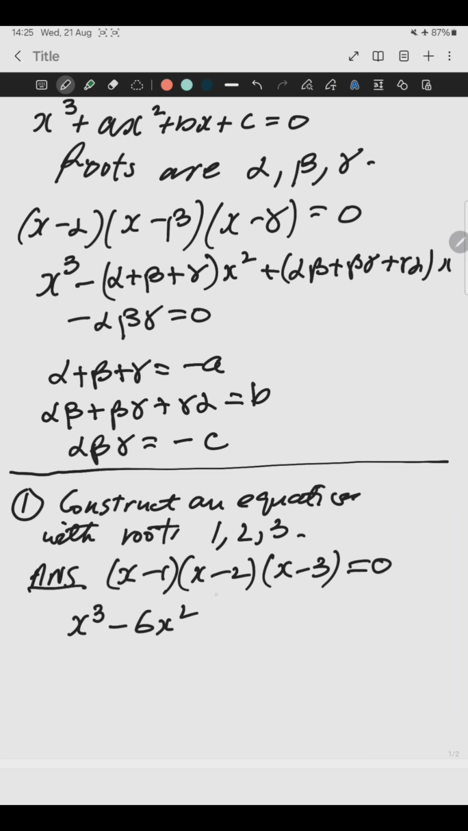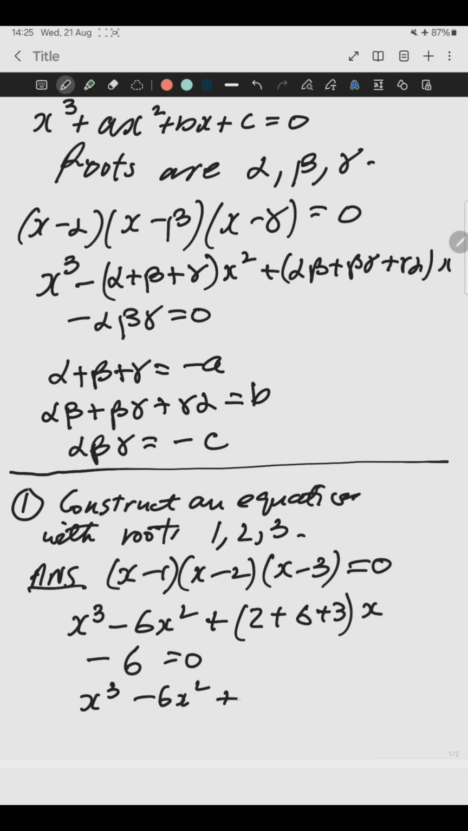The sum of the roots taken in pairs will be 1 times 2, which is 2, 2 times 3, which is 6, 3 times 1, which is 3, that will be x, and then minus the product of the roots, 1 times 2 times 3, which is minus 6, equals 0. So tidying that up, x cubed minus 6x squared plus 11x minus 6 equals 0 is what we require.